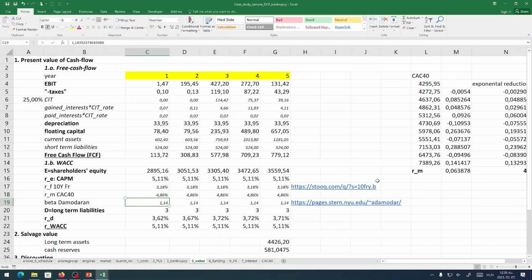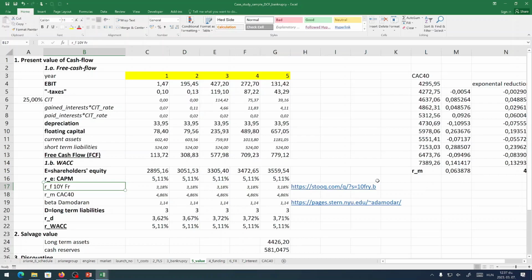What is still missing? The beta. So if you remember the CAPM model: the risk-free interest rate plus beta multiplied by the difference between the market growth and the risk-free rate, to see what kind of premium is provided by the stock market compared to the bond markets. And the beta is required because the beta assumes how much riskier the asset is than the market average.